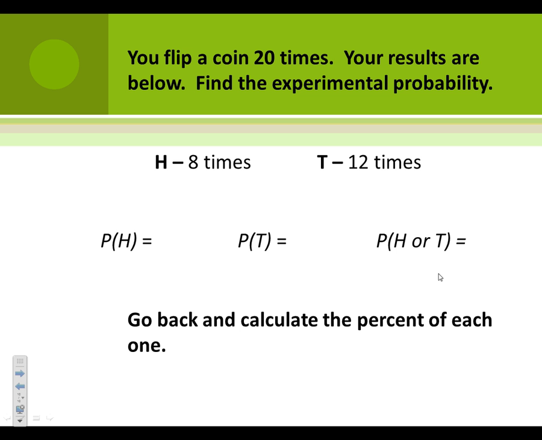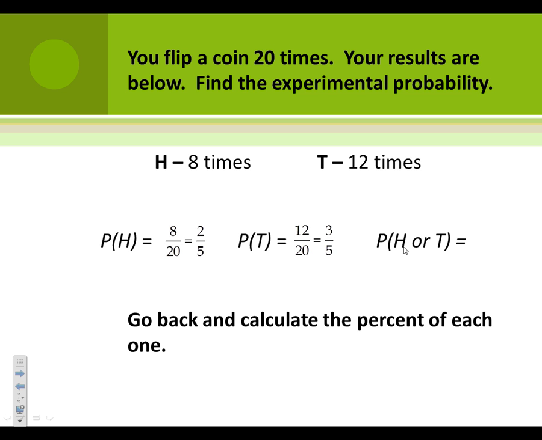Okay, one last example. You flip a coin 20 times, your results are below, find the experimental probability. So this is coming from the experiment. Here are my results right here. So the probability of heads is that I have 8 heads out of 20. So it's 8 out of 20, which reduces to 2 out of 5, 2 over 5. Probability of tails is going to be 12 out of 20, reduces to 3 out of 5.